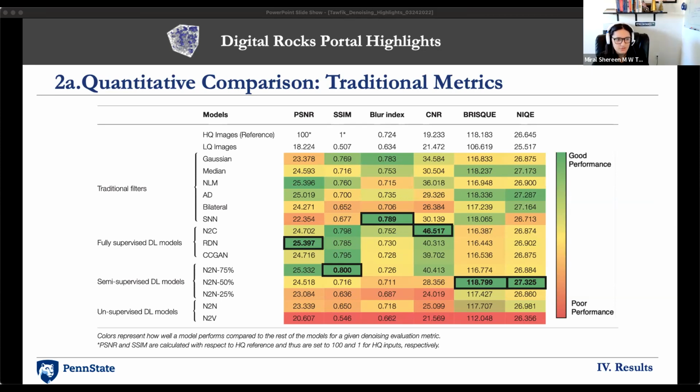So based on that, just to give a bigger picture, because there are nuances to each of the metrics, those are covered in the paper, but in a general sense, we can say that there is not a single algorithm that performs the best across all metrics. We have, however, a worst performer among all metrics, and that's the noise to void method. It's an unsupervised method. We also see that fully supervised and semi-supervised algorithms are the best performers in all of the traditional evaluation metrics except blurring index, where SNN, which is a conventional noise filter, is the best performer.